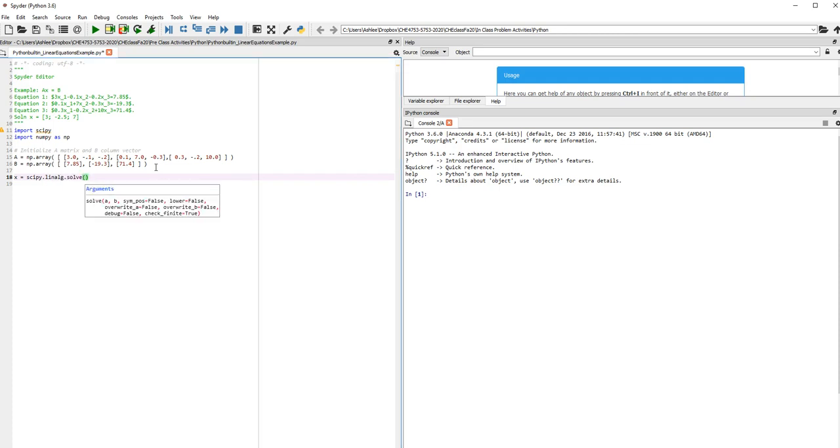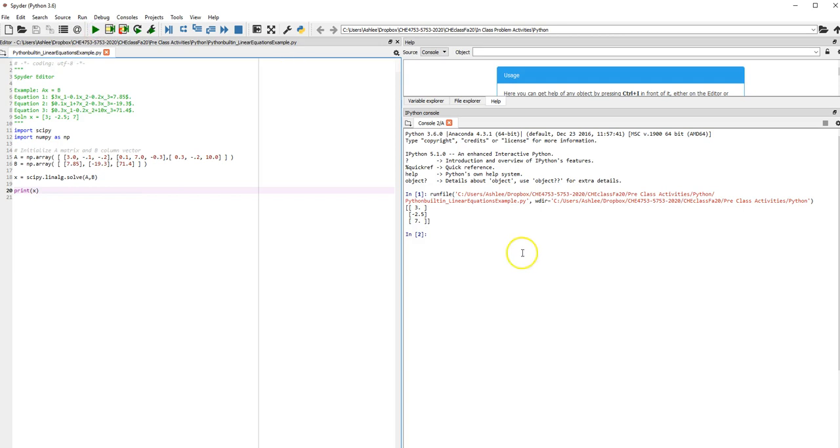scipy.linalg.solve, and it needs to have two arguments, the A matrix, comma, the b vector, and I want to display the output, so I'm going to say print x. And if I run this, I get that the solution is x1 is 3, x2 is negative 2.5, and x3 is equal to 7.